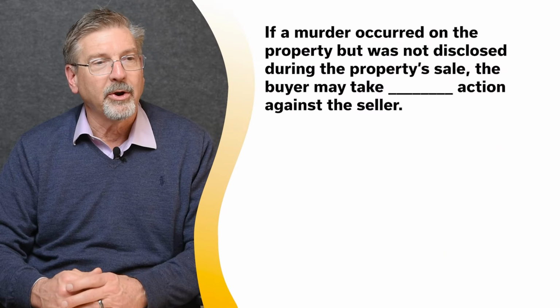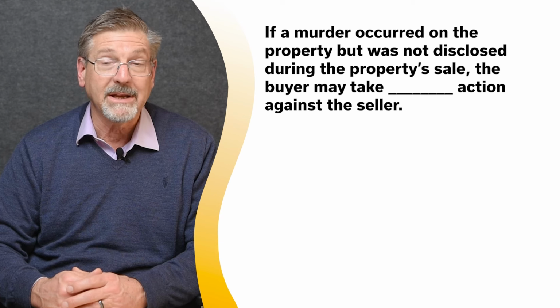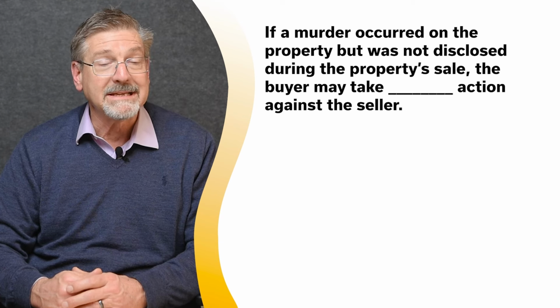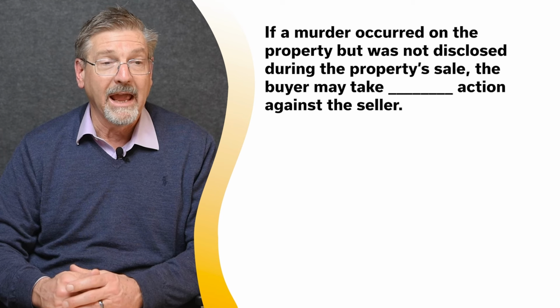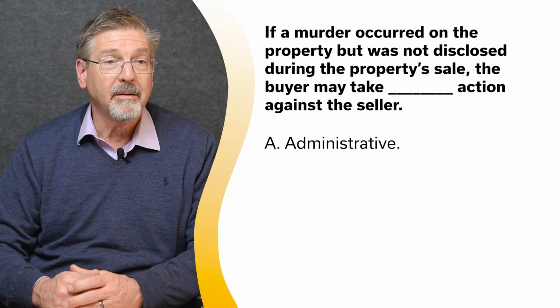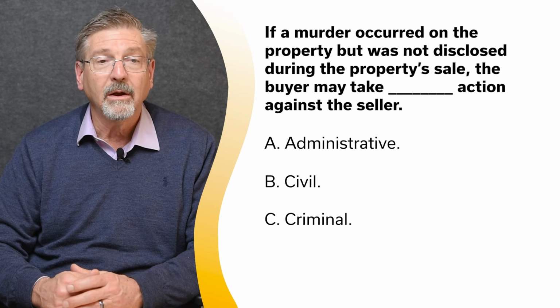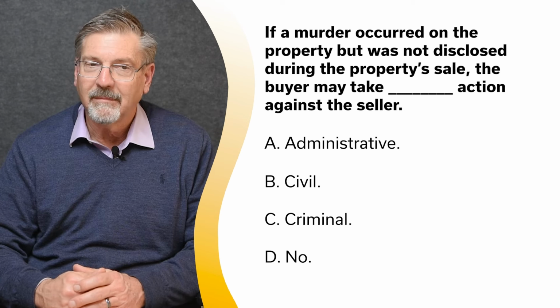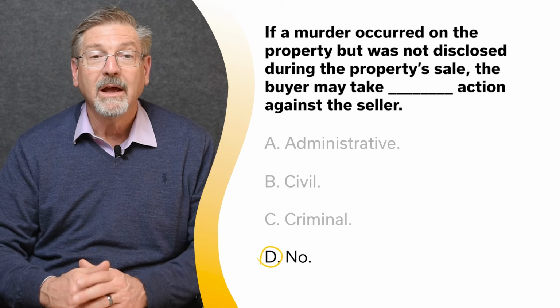If a murder occurred on the property but was not disclosed during the property sale, the buyer may take blank action against the seller. A, administrative. B, civil. C, criminal. D, no. The correct answer is D, no.